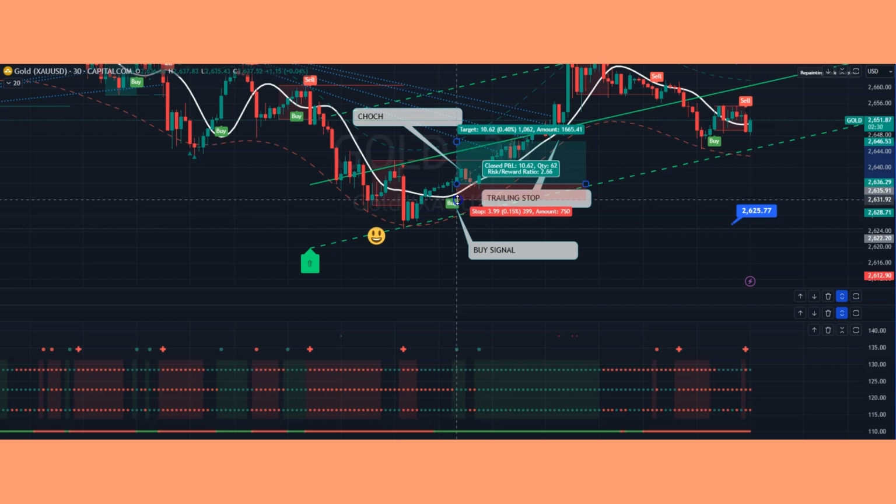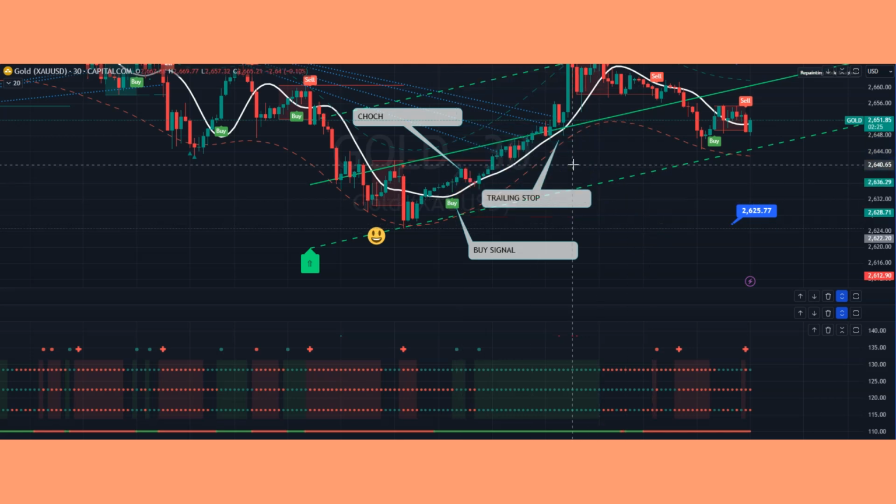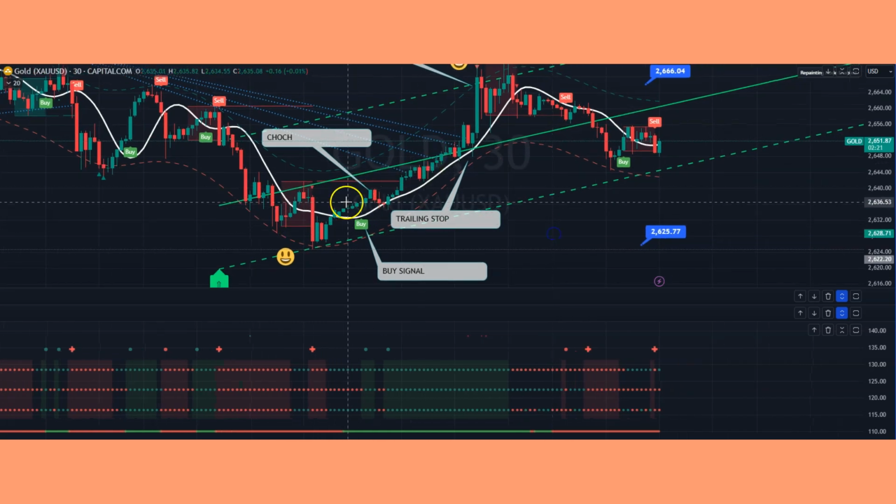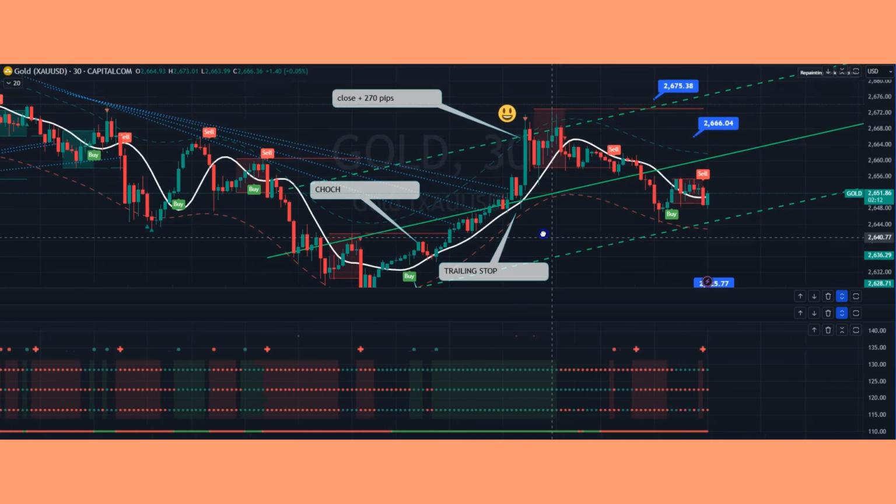So I've got a stop less than 50. Okay, so stop less than 50 is nice. You can have a massive risk to reward, and then the price goes up and stays above the white line, which is really important. So once you see that happening, it's the same, the opposite way for a sell.